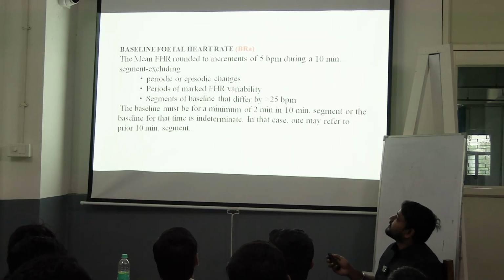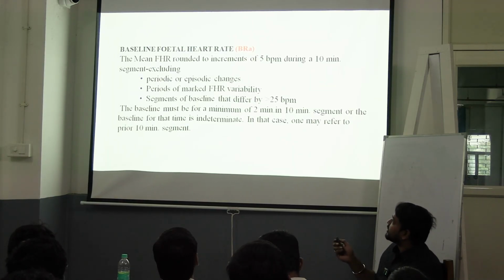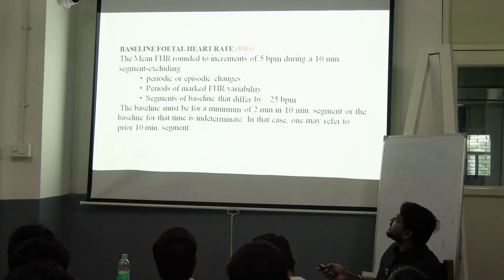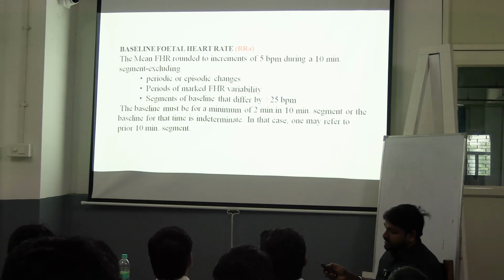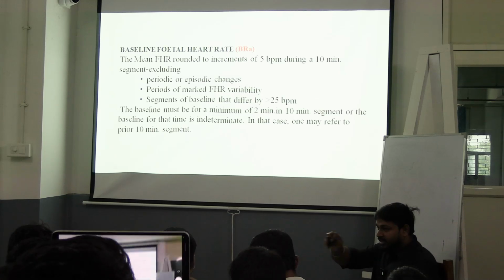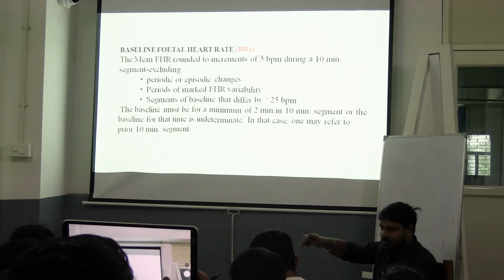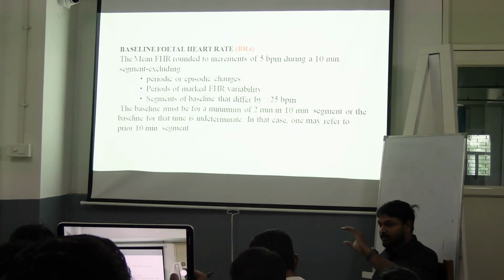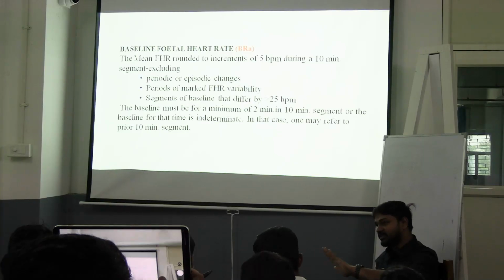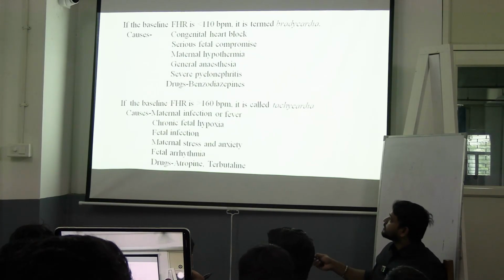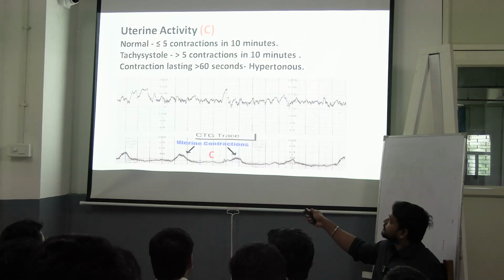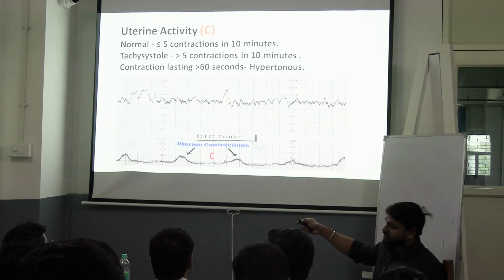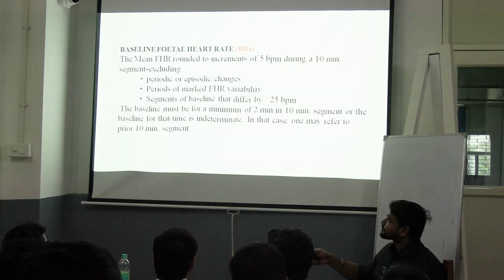So this is the mean fetal heart rate rounded to increments of 5 beats per minute during a 10 minute segment. Normally, you remember, you take a baseline, you draw a line, and that approximates the mean. That will be the basal heart rate. If the peak is here and you draw a line, it will be 160. The baseline will be 160.